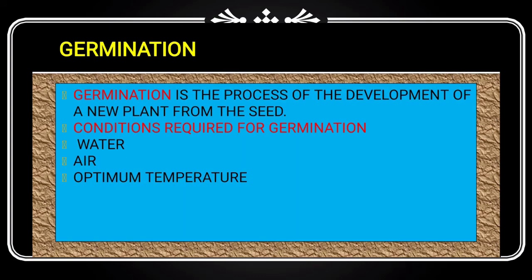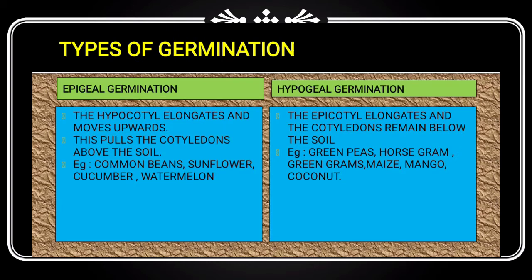Germination. Germination is the process of development of a new plant from the seed. Conditions required for germination: water, air and optimum temperature. Types of germination. There are two types of germination: epigeal germination and hypogeal germination.